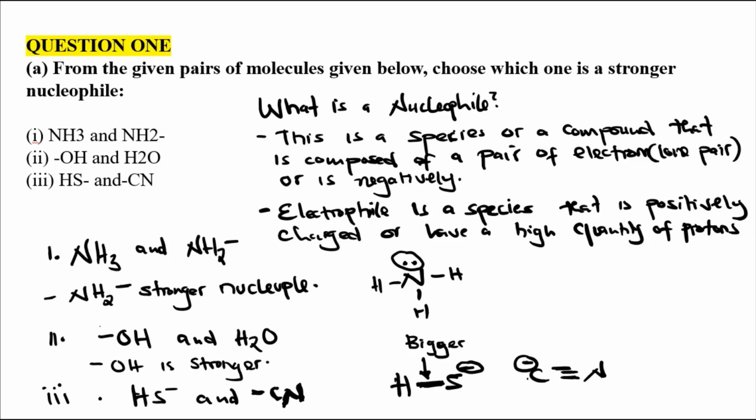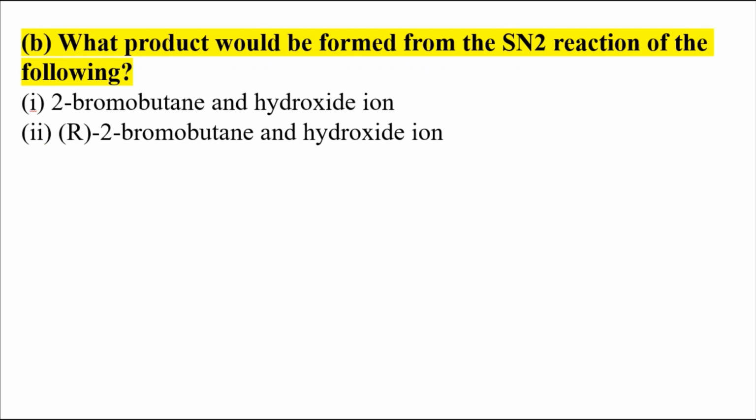So that's how you assign the strength of nucleophilicity in groups or in atoms. All right, let's go to question 1b. Question 1b says, what product will be formed from the nucleophilic substitution second order reaction, SN2 reaction, of the following? Number 1, you have 2-bromobutane and a hydroxide ion.